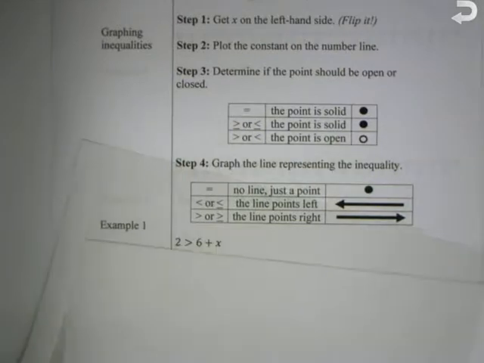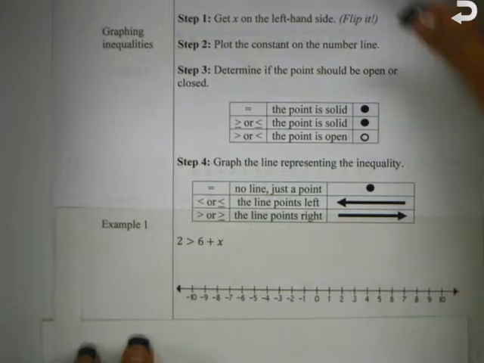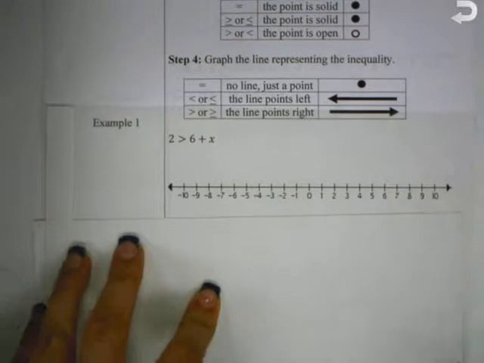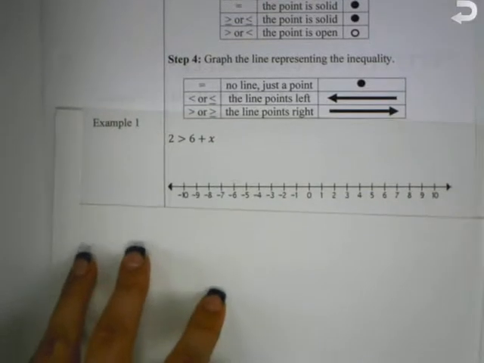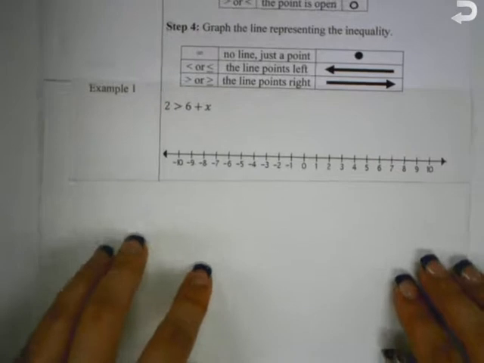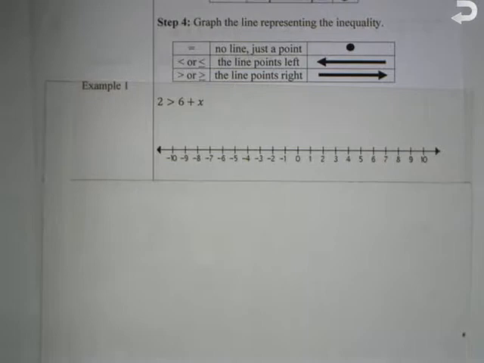So example 1. We have 2 greater than 6 plus x. And then I drew the number line, because part of the problem is to graph the answer. Alright, so the first step in our steps is to get x on the left-hand side. We just want to do that very first thing.